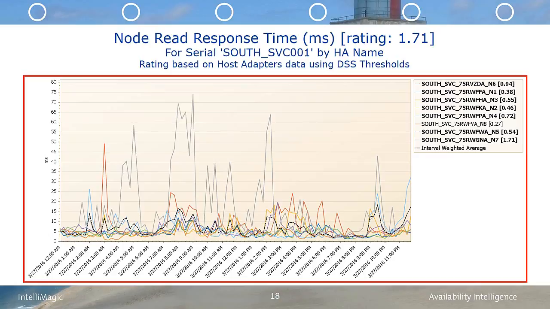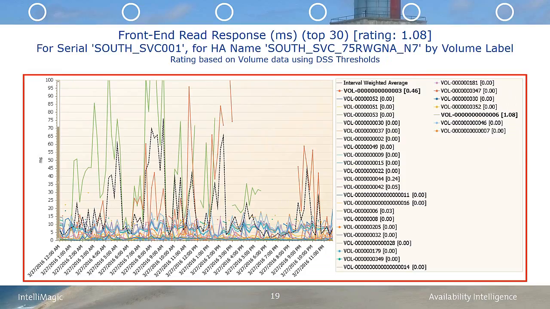In this case, South_SVC_7 RW GNA_N7, which I'm going to refer to as node 7 throughout the remainder of this case, has the highest rating at 1.71. We're actually going to look at which volumes are affected by this, so we're going to click on the line representing node 7. This chart shows the front-end read response time for the top 30 volumes on node 7. There are only two volumes that show in bold in the legend.